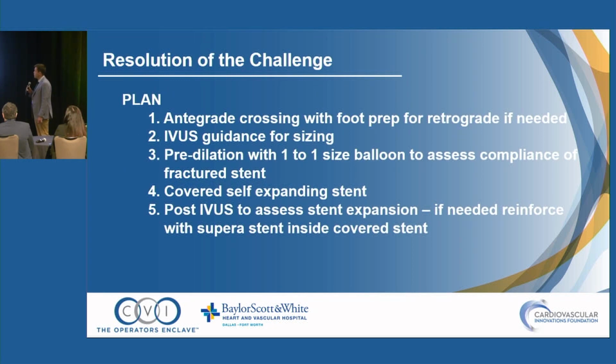So again, we decided to do this endovascularly after we discussed with our vascular colleagues, and our thought was to try to cross this antegrade. We have retrograde access prepped if needed. We were going to try to dilate this 1-to-1 to ensure that the stent was going to expand and behave appropriately for us to put a covered stent in. IVUS is non-negotiable in these cases for sizing, because we need to make sure we have adequate stent apposition, and then a post-IVUS as well, to make sure that in those areas where we had disarticulation, we have good stent expansion and that we don't need to reinforce those areas.